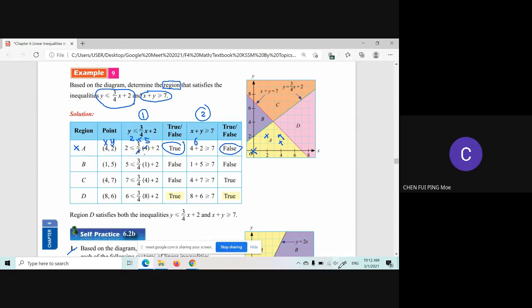And then for region B, similarly, choose one of the points in region B. For example, you can take (1, 4), (1, 5), and then you can take other points like (0, 5), (0, 3), (0, 4), also can, up to you. In this case, they use (1, 5) as the example. So x, y: 5 and then 3 over 4 times 1 and then plus 2.